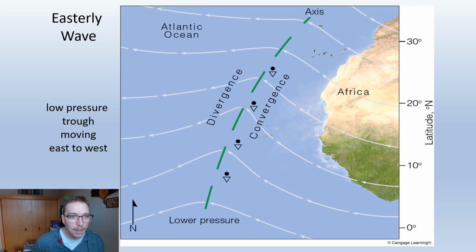So here we can see this is an easterly wave. This is a low pressure trough moving east to west. So a tropical wave moving off the coast of Africa over the Atlantic is shown here. The wave is shown by the bending of streamlines. And you see kind of these bumps here. These bumps here, right?